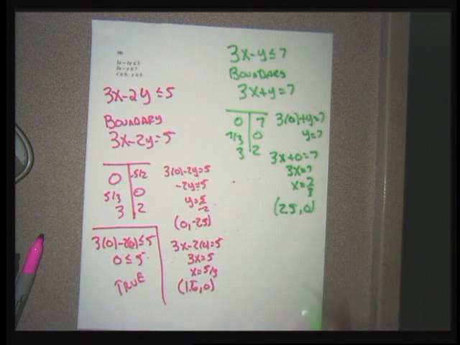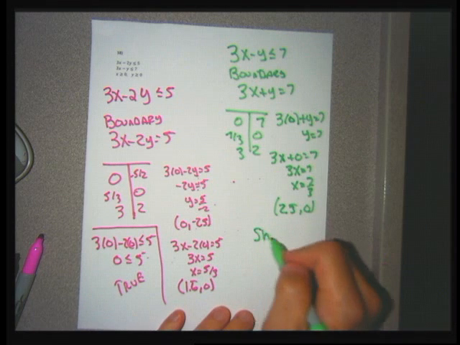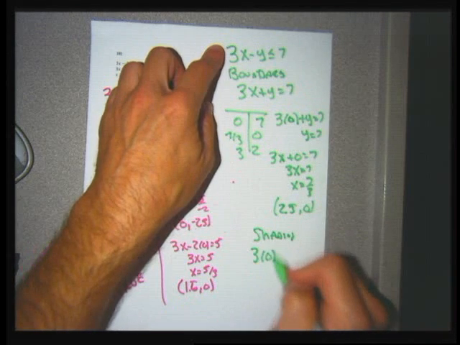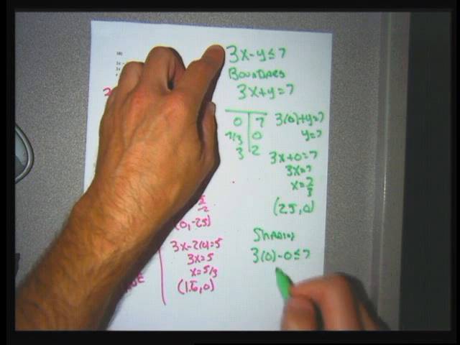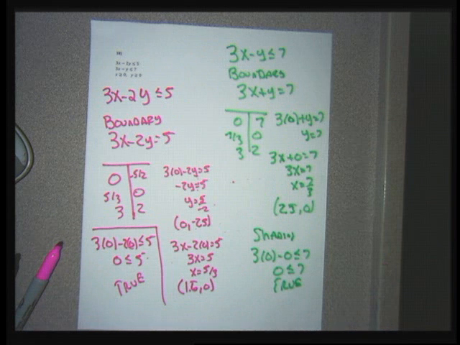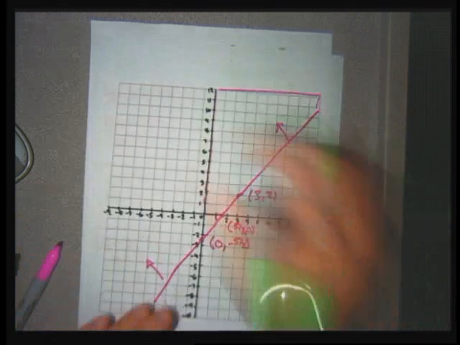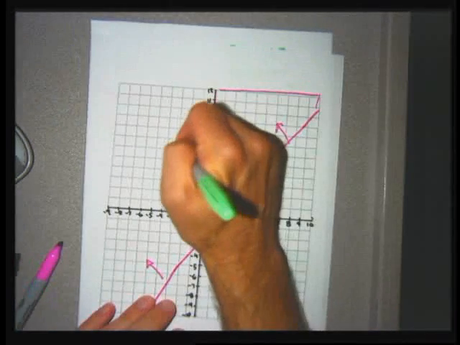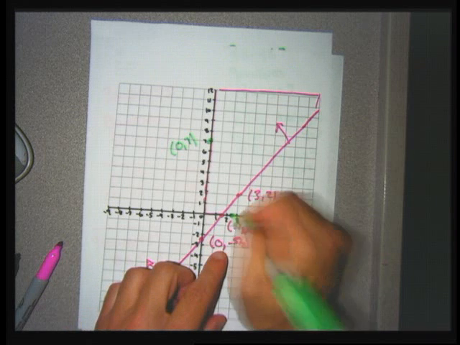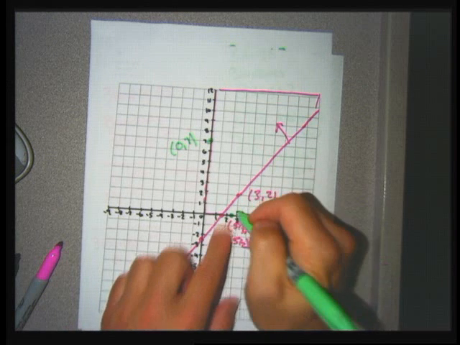And for my shading, I'm going to go 3 times 0 minus 0 is less than or equal to 7. That gives me a true statement. So I'm going to shade towards the origin after I plot those points. So I'm going to plot the points (0, 7) and (2.3, 0). So I have (0, 7). (2.3, 0) is about there. I'm supposed to call that (7/3, 0).